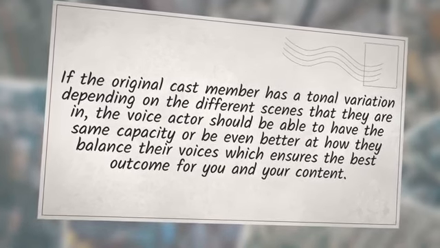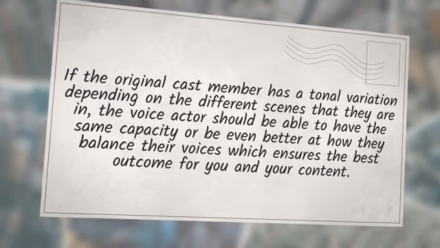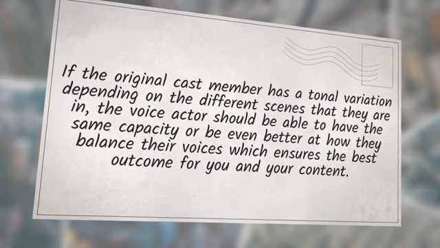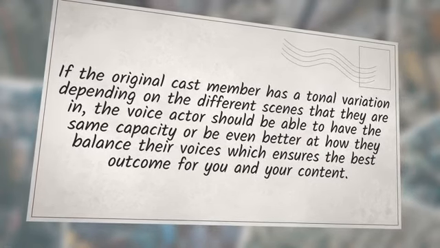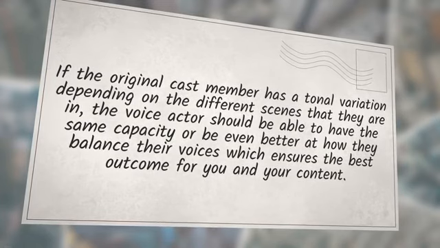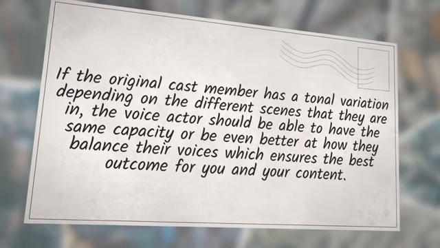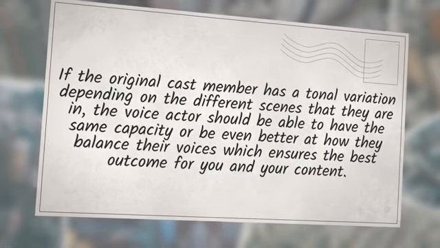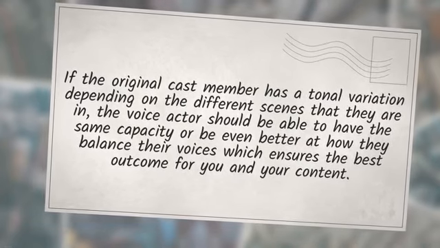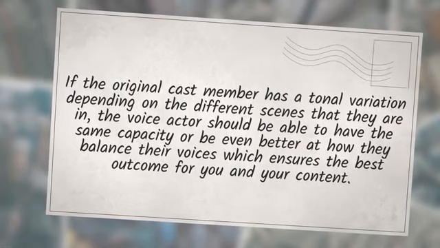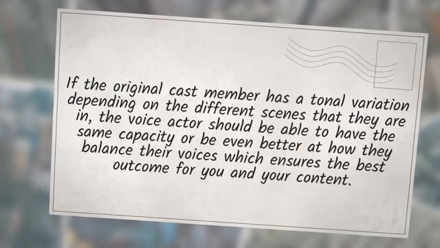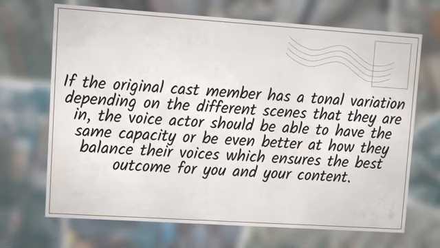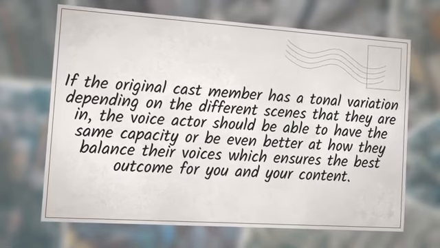Taking this into consideration will ensure that you do not lose the original context of your film, thus helping your dubbed film turn out as perfect as you please. You should also take this into consideration for the pitch, tonal variation, timbre, and all physical attributes of the voiceover artist. If the original cast member has a tonal variation depending on the different scenes that they are in, the voice actor should be able to have the same capacity or be even better at how they balance their voices, which ensures the best outcome for you and your content.